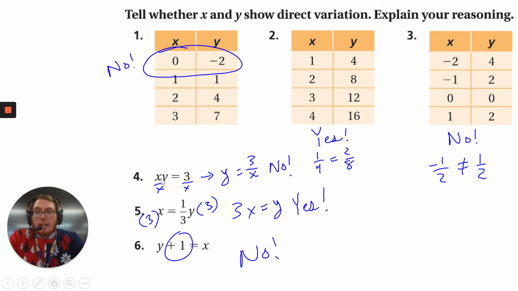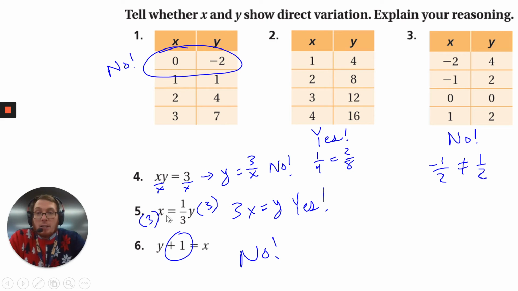The next one, if you try to get y by itself, and I know this is kind of a difficult concept at times, but essentially x and y have to be on their own sides. So since x and y are on the same side, when you solve for y, it's 3 divided by x, and that's not direct variation. That's a different version of variation that you'll learn later on in your algebra classes, but it's not direct variation.